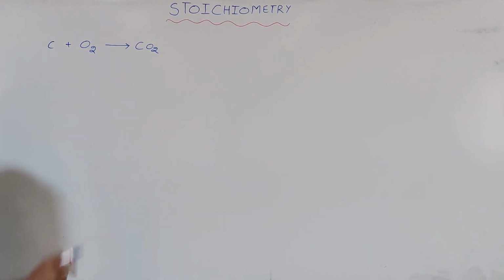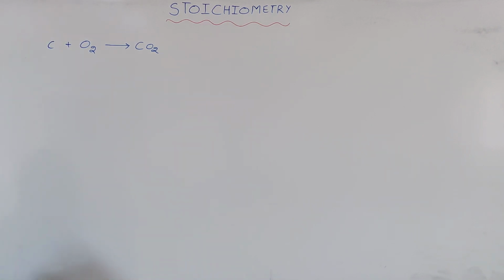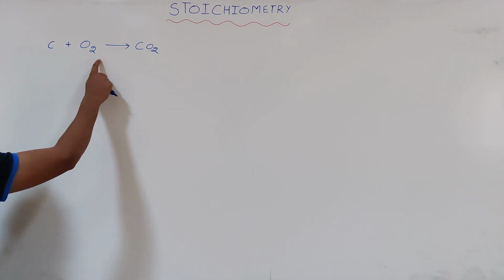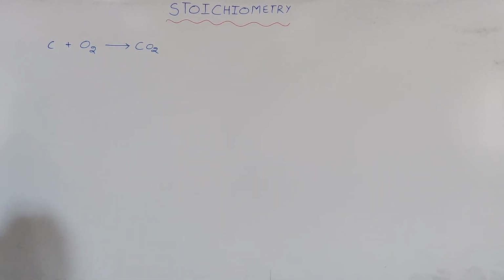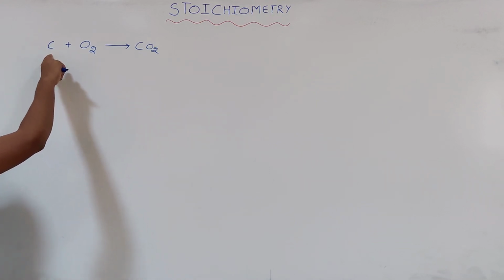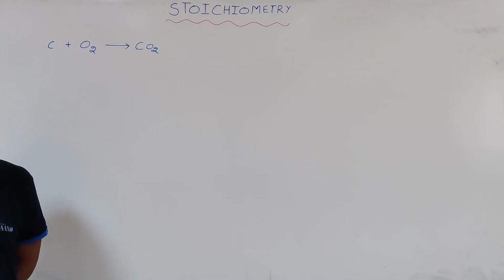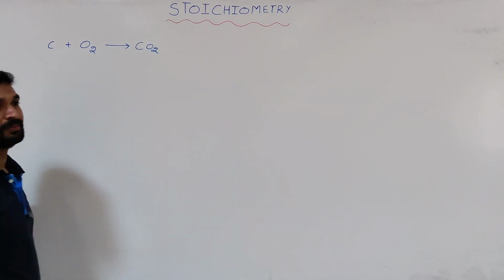And during this reaction, suppose you are mixing a certain quantity of carbon and a certain quantity of oxygen without doing any calculation, just mixing to form carbon dioxide. Then one more question will be raised. Whatever quantity of carbon or oxygen you mix, does it get involved completely in the reaction or not? To answer such questions, we need to study stoichiometry.